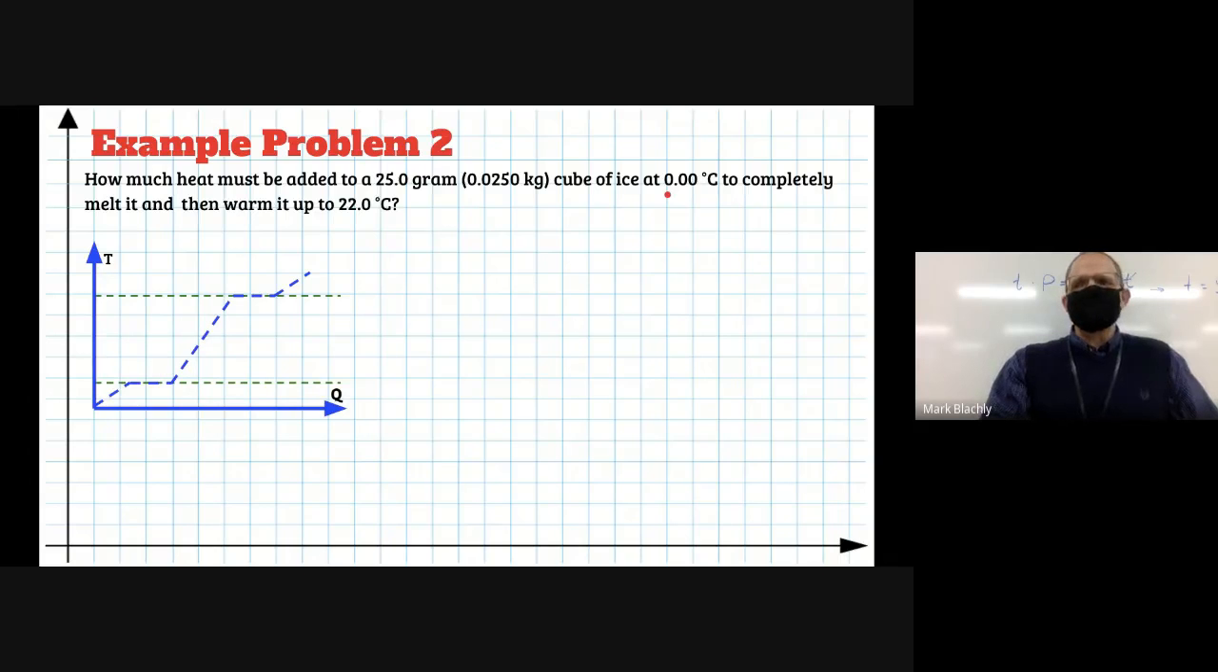So take a second and see if you can sketch what parts of the heating curve we're going to trace. It starts off as a solid at 0 degrees. 0 degrees is its melting point. So where does it start off on the heating curve? And where does it end up? And this is the most difficult part of these problems. Once you figure this out, doing the calculation is easy.